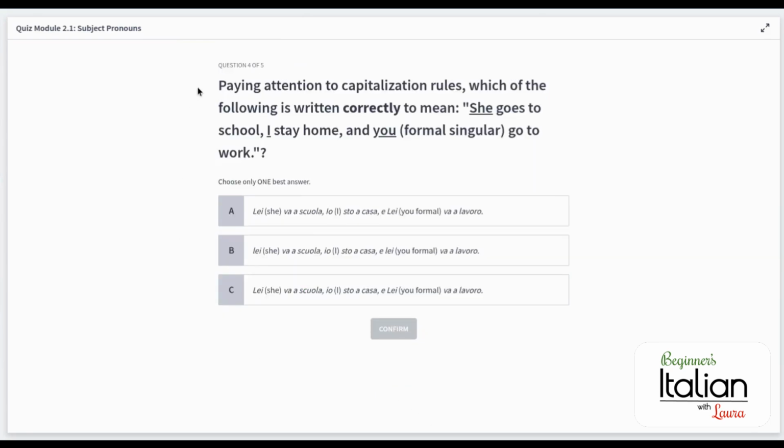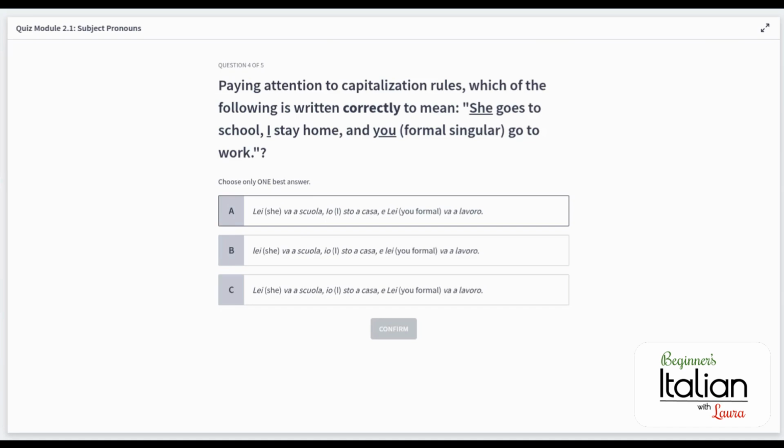Okay, number 4. Paying attention to capitalization rules, which of the following is written correctly to mean she goes to school, I stay home, and you, formal singular, go to work? Choose only one best answer. Okay, so these are all the exact same sentence, just with different words capitalized. So the sentence reads, A. Lei va a scuola. Io sto a casa e lei va al lavoro.